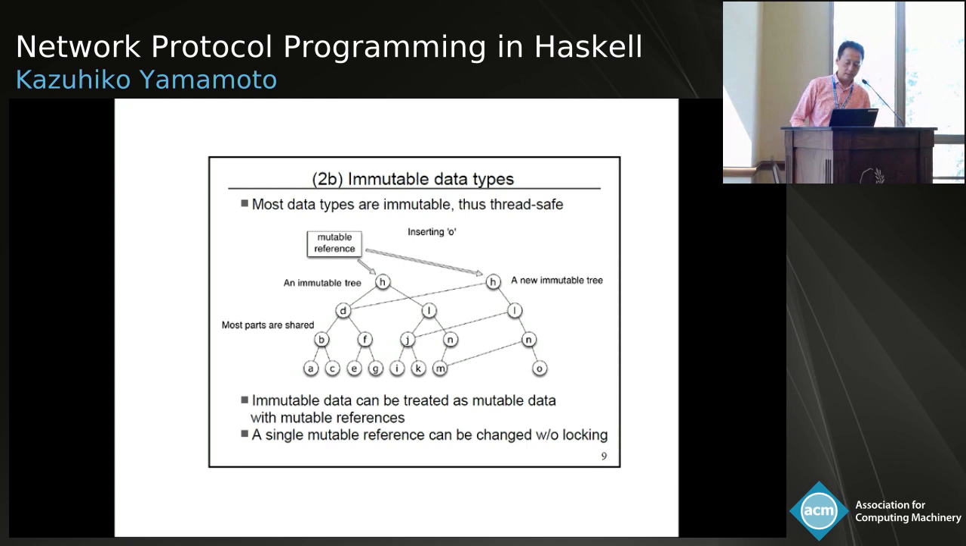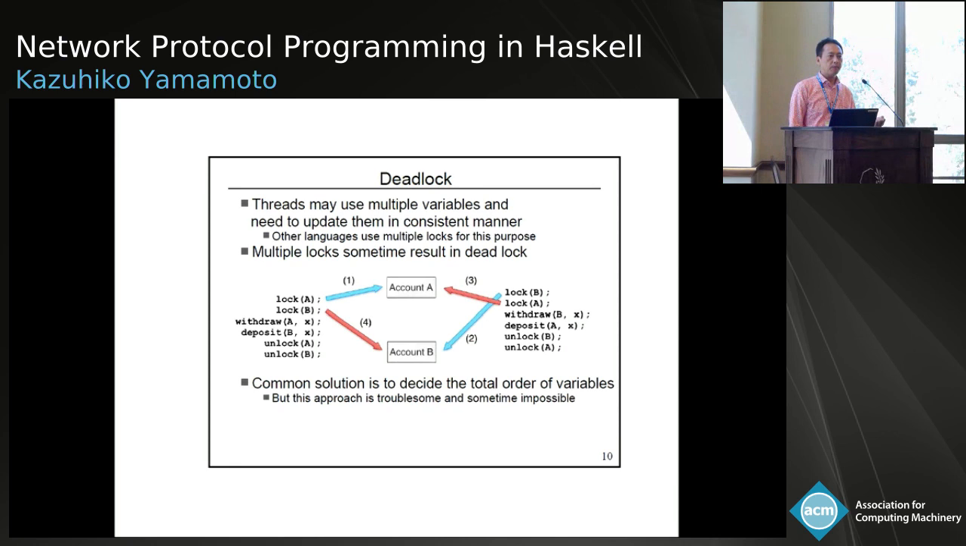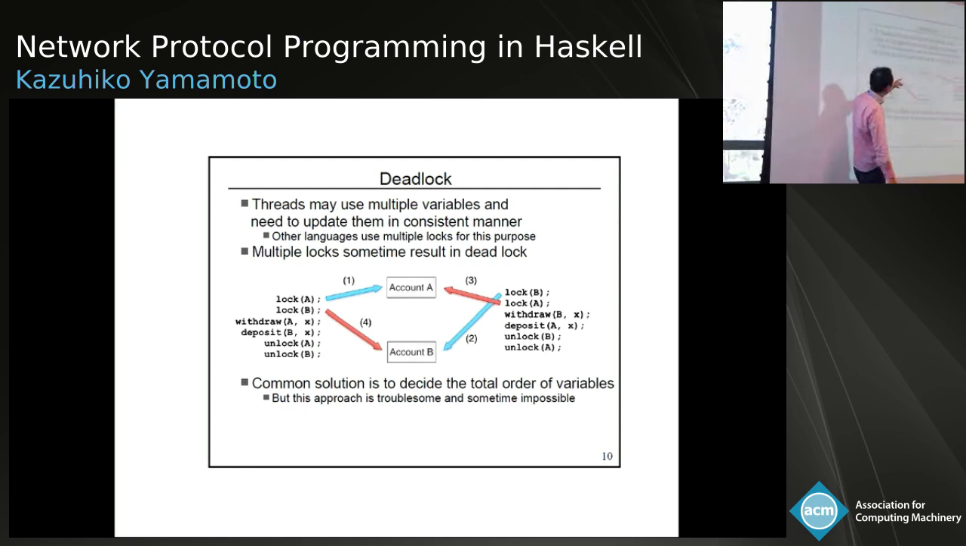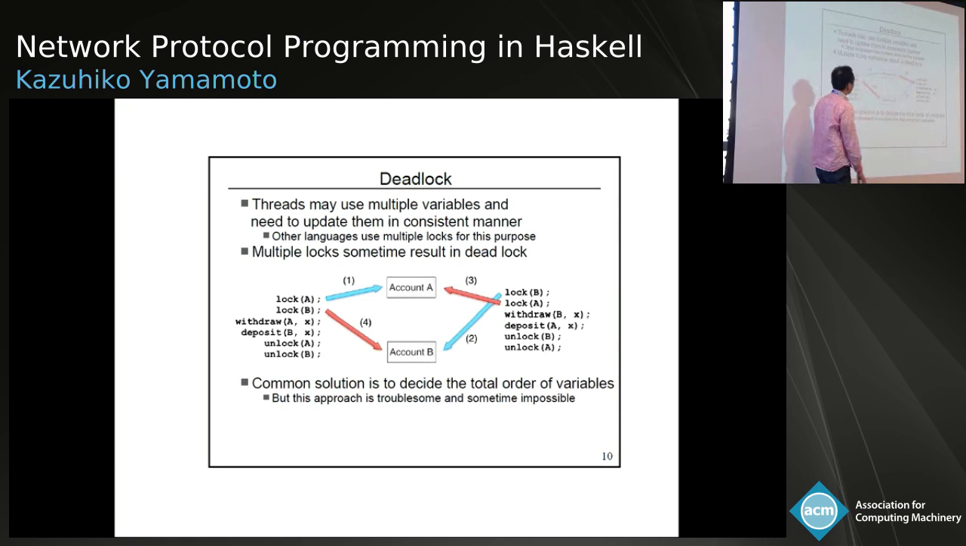But a thread may use multiple variables and need to update them in a consistent manner. Other languages use multiple locks for this purpose, but multiple locks sometimes result in deadlock. This is an example of a banking system. Let's try to transfer an amount of money from account A to account B, and simultaneously transfer money in the opposite direction. If locks occur in this order, deadlock will happen.